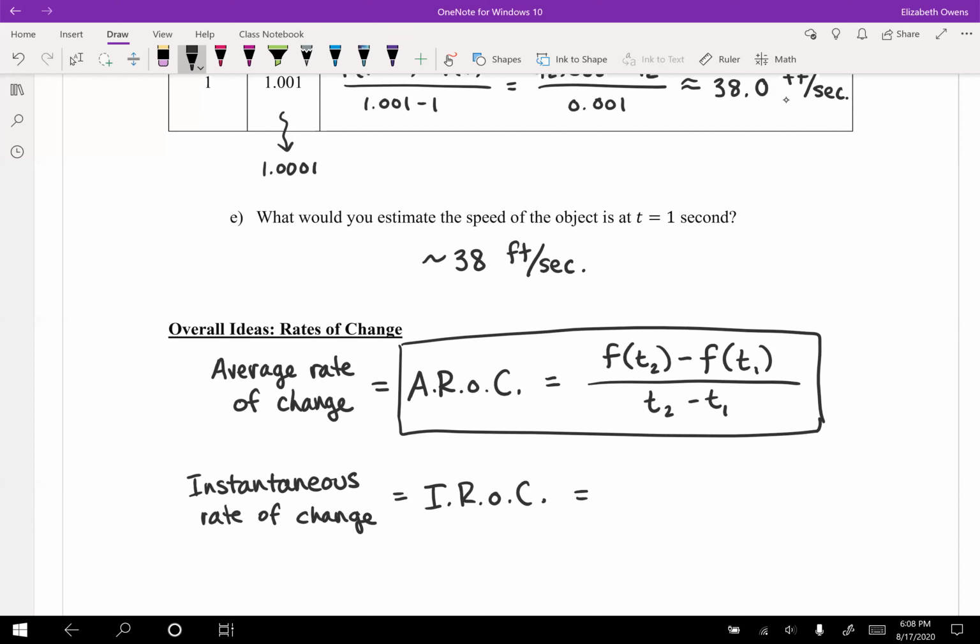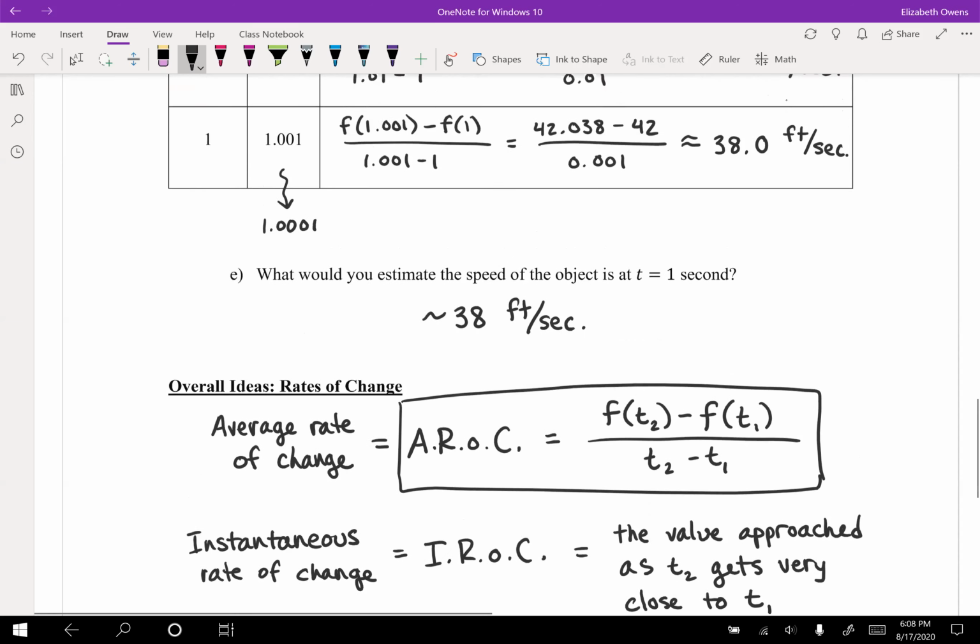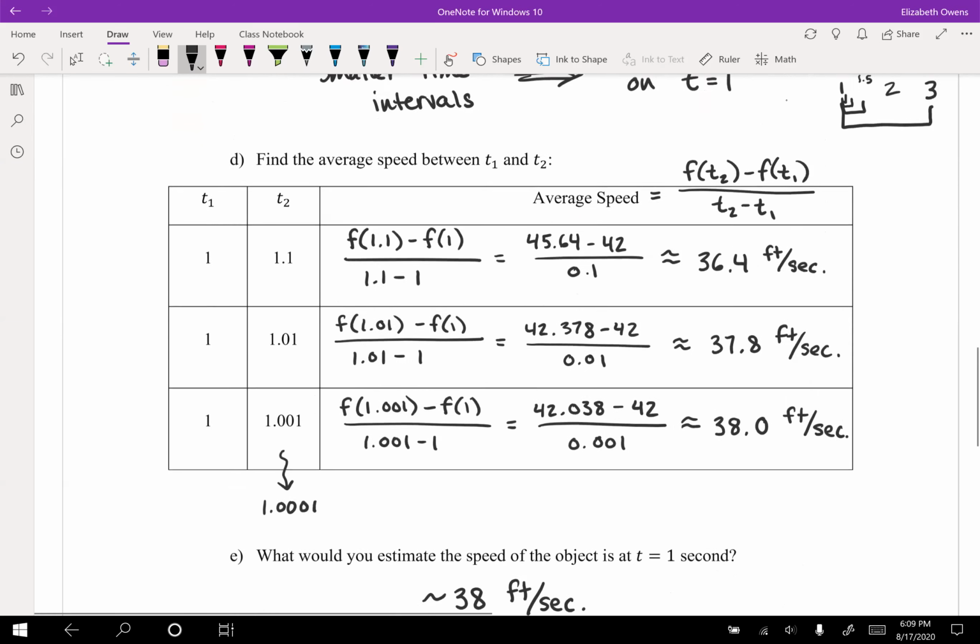Later on in the class, we're going to have more solid ways of calculating an instantaneous rate of change. But for right now, we're just going to say that this is the value that is approached as t2 gets very, very close to t1. So bringing in those times closer together, getting a very, very small time interval.